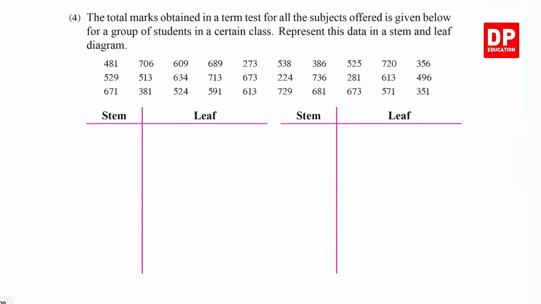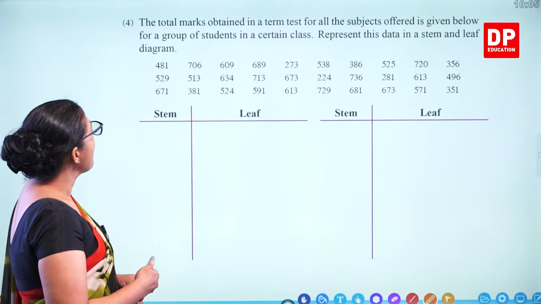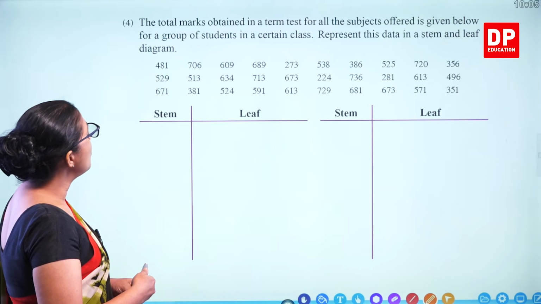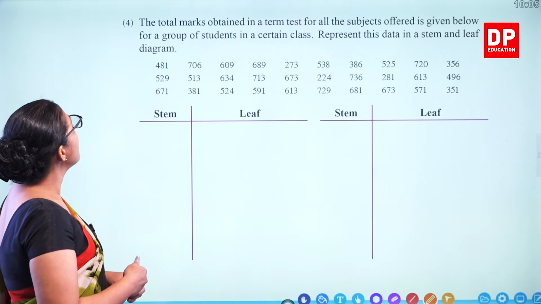The total marks obtained in term test for all the subjects offered is given below for a group of students in a certain class. Represent this data in a stem and leaf diagram. So we have to identify the lowest and the highest stem value.